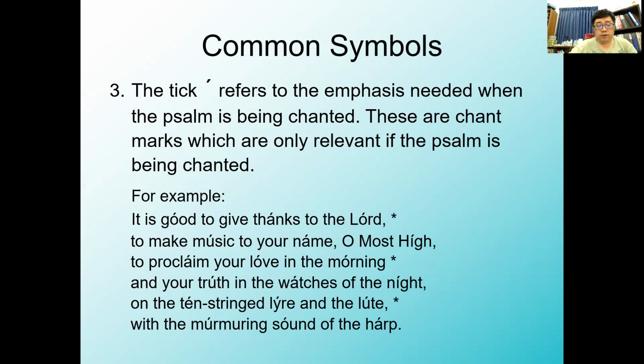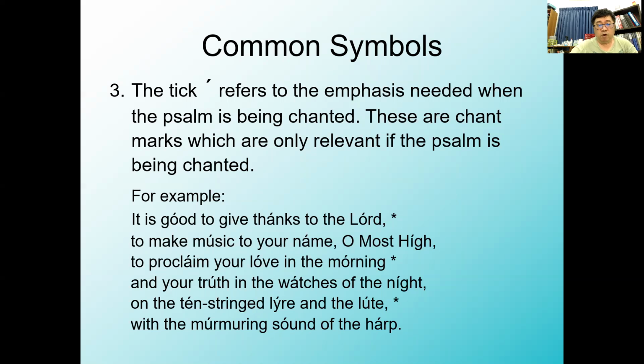It is good to give thanks to the Lord, to make music to your name, O Most High, to proclaim your love in the morning and your truth in the watches of the night. On the 10-string lyre and the lute, with the murmuring sound of the harp.